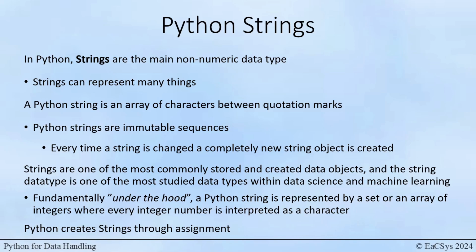As a consequence of Python's definitions of strings, Python strings are immutable sequences, and this means that in practice, every time a string is changed, a completely new string object is created for the new string. So if you have a string, let's say "this course is great", and change the string to "this course is the best in the world", then an entirely new string object, "this course is the best in the world", is created, and the old string is removed from RAM.